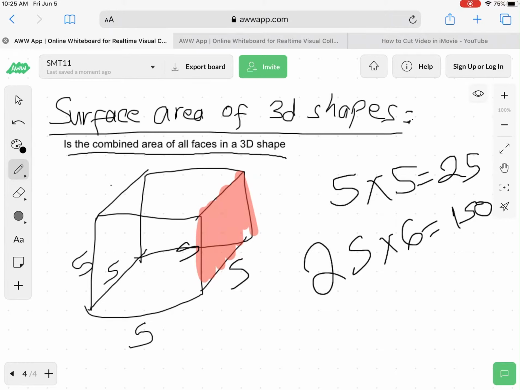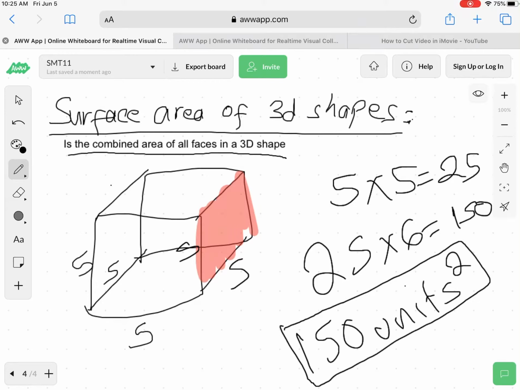So now all that's left is to write the measurement, and since we don't have any given measurement, we would just put 150 units, not cubed. Now, in fact, many people would think that, oh, we're dealing with a 3D shape, so obviously we must be putting 150 units cubed. No, we're finding out the combined area of all faces. An easy way to remember this is surface area, not surface volume. So we would put squared here. So our answer to this question of the surface area of this cube would be 150 units squared.